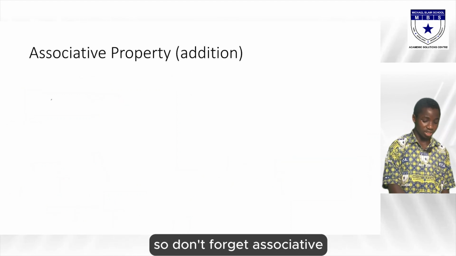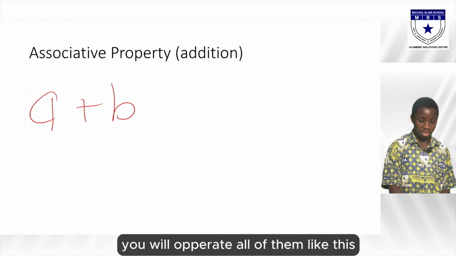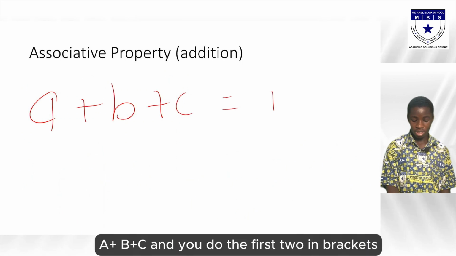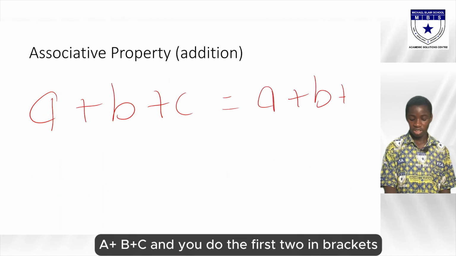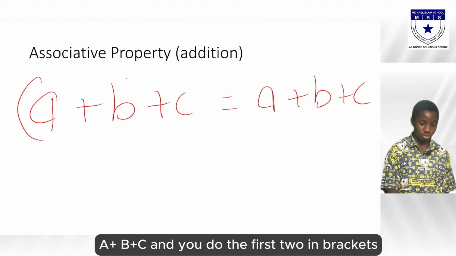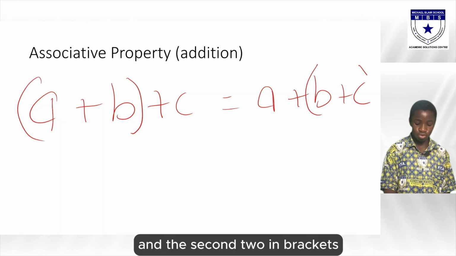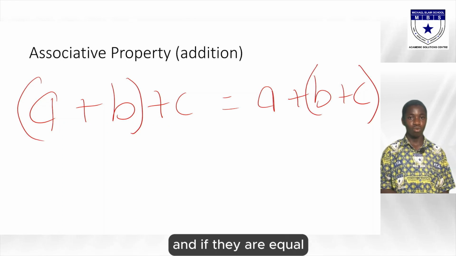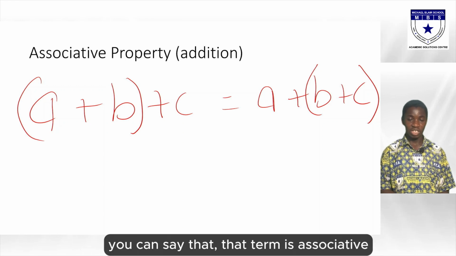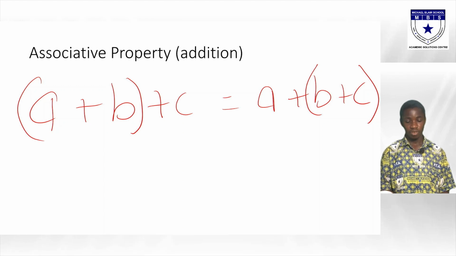So don't forget, for associative you will operate all of them like this: A plus B plus C. Then you do the first two in brackets and the second two in brackets. And if they are equal, you can say that that thing is associative.